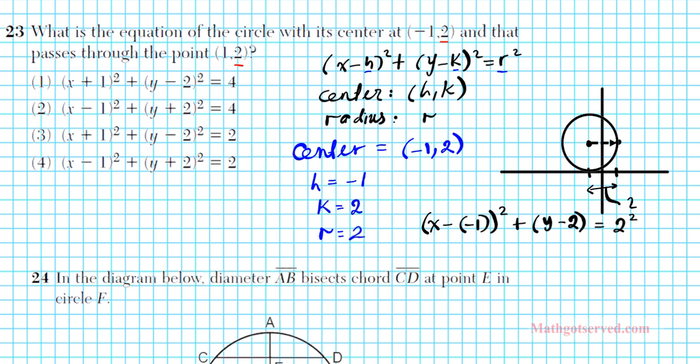So if we simplify this, we'll have (x + 1)² + (y − 2)² = 4. Where's my square right there? All right, and our answer is option number 1.